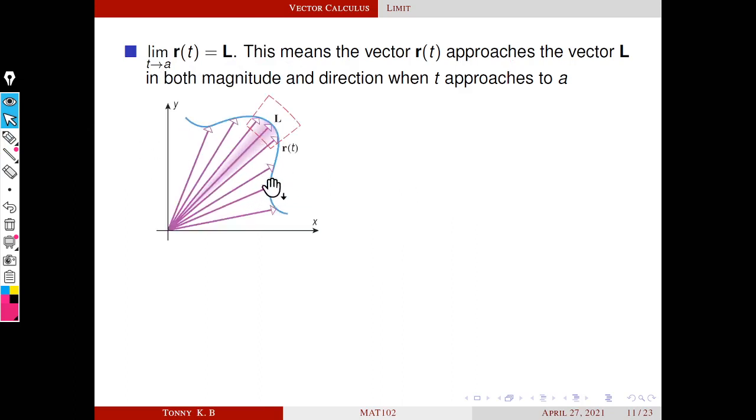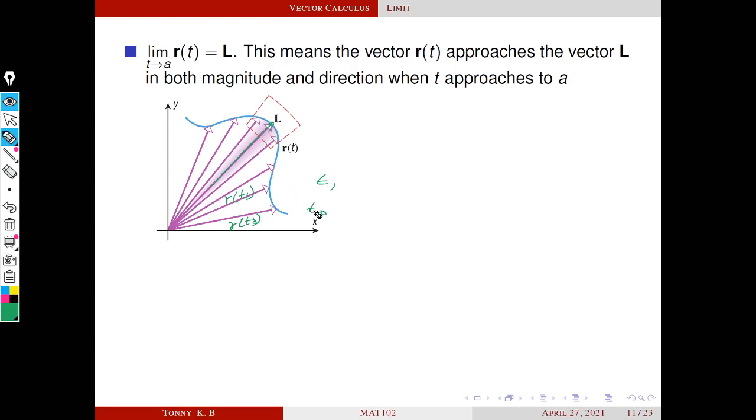Okay, this is the geometrical representation of this concept. It is clear that corresponding to every t, r of t is a vector. Suppose this is our r of t. Maybe this corresponds to some value t naught, and when t equals t1, it may be this vector. You got it? Let this be r of t naught. This is r of t1, etc. Like that. So this is our given vector L.